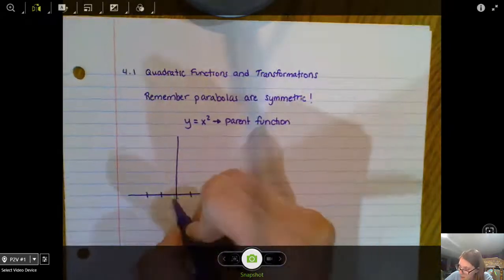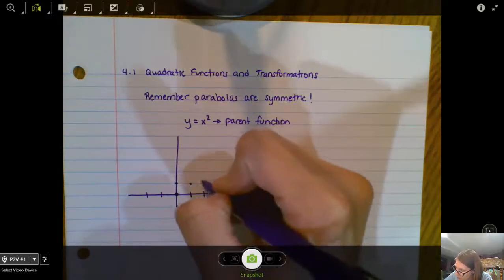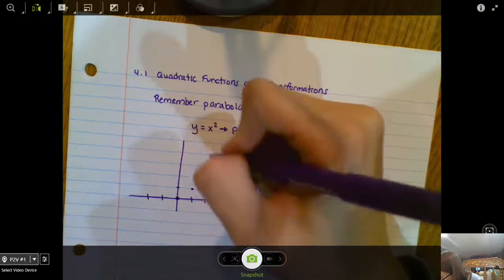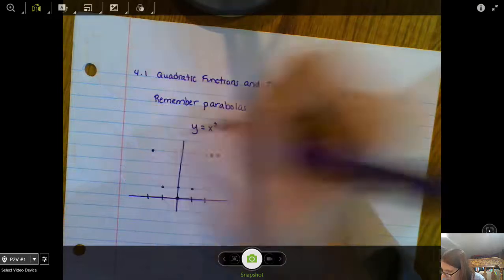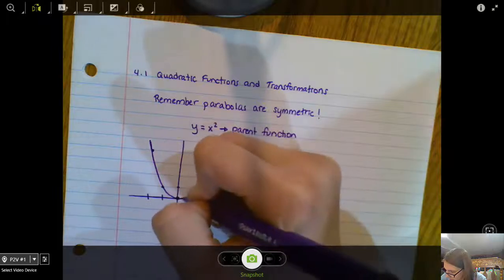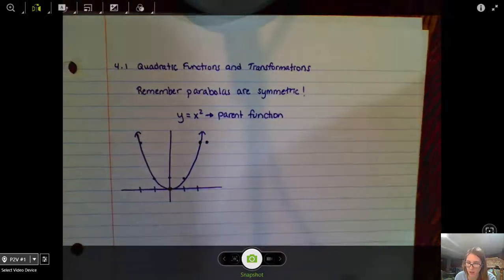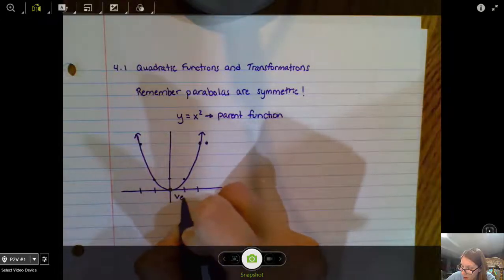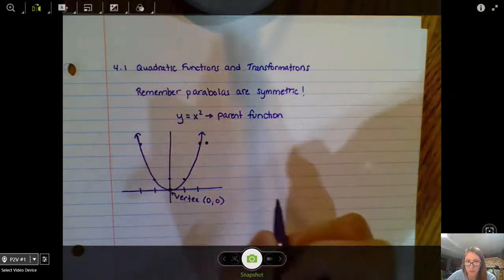We had our vertex at (0, 0). And then we had (1, 1) and (2, 4). And here's my parent function. All right, so some things. I called this the vertex. We've used that word before. Our vertex is at (0, 0).